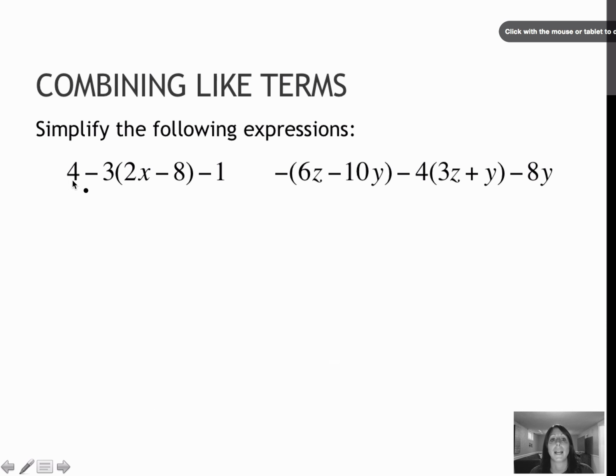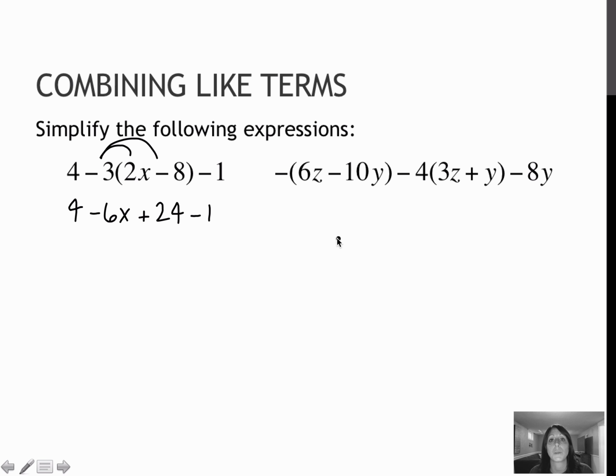Let's take a look at combining like terms. When we combine like terms, again, we'll follow the order of operations and then we'll just combine things that are like. So in my first example, I would distribute this -3 so that I can get everything out of the parentheses. So -3 times 2x is -6x, and -3 times -8 is +24.